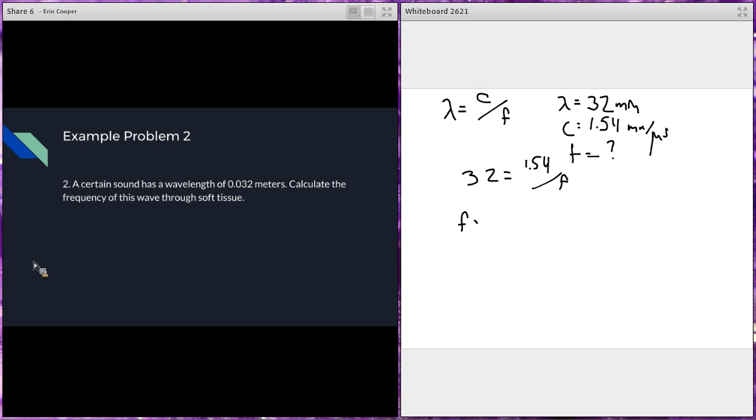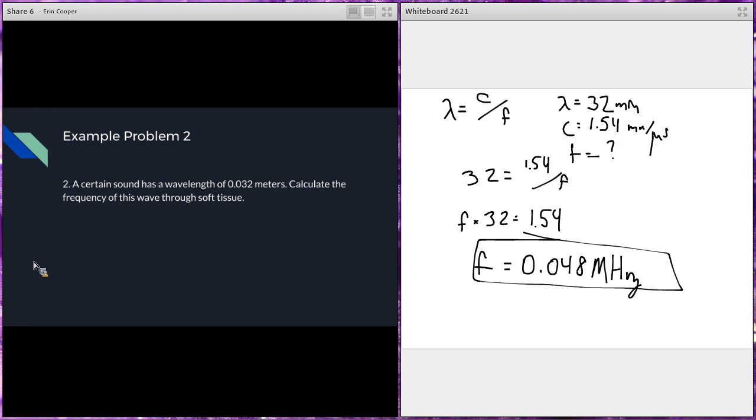Multiply F by both sides. So we have F times 32 equals 1.54. Divide both sides by 32, so we have F by herself. And then we have 1.54 divided by 32 is 0.048. And what were our units again? Megahertz. Megahertz, capital M. And there you have it. We just figured this one out.